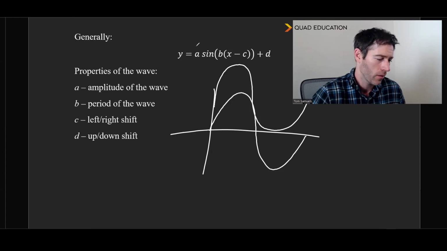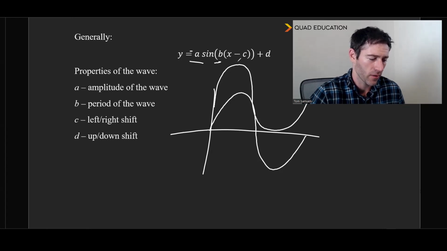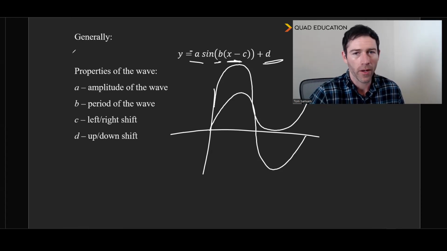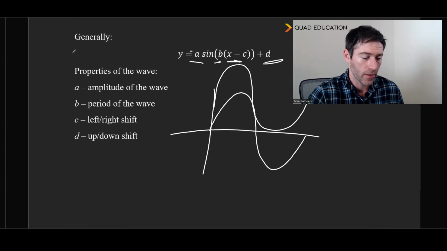You can make it taller, shorter. You could also flip it upside down if you made this negative. This increases the speed right here. This is a left-right shift, and this is an up-down shift. Pretty straightforward. And at the end of the day, they're really only going to ask you about trig waves in the ACT, and you could probably graph this by brute force if you really wanted to.